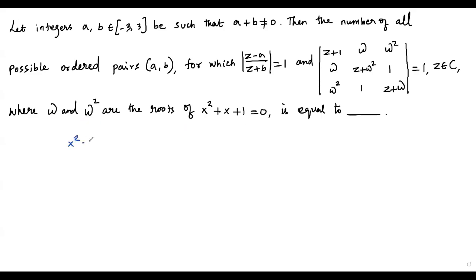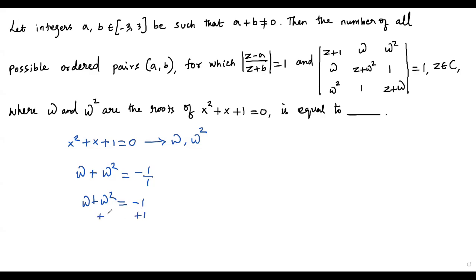Okay, now let me consider this particular piece of information. The quadratic equation x square + x + 1 = 0 has two roots, omega and omega square. Let me find the sum of the two roots, that is omega + omega square. There is a formula to get the sum of the two roots, that is -b over a. Here b is the coefficient of x, in this case it's 1, and a is the coefficient of x square, that is also 1. So we have -1 over 1, then we get omega + omega square equals -1.